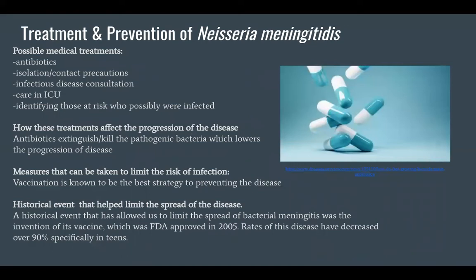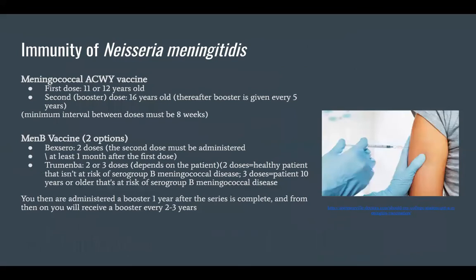Possible medical treatments, the most common one being antibiotics, and if needed, care in the ICU, and so on. A measure that can be taken to limit the risk of this infection is vaccination, according to health professionals. There are 2 types of meningitis vaccines labeled right here. Both are series, but years following, you'll continue to be administered booster shots.